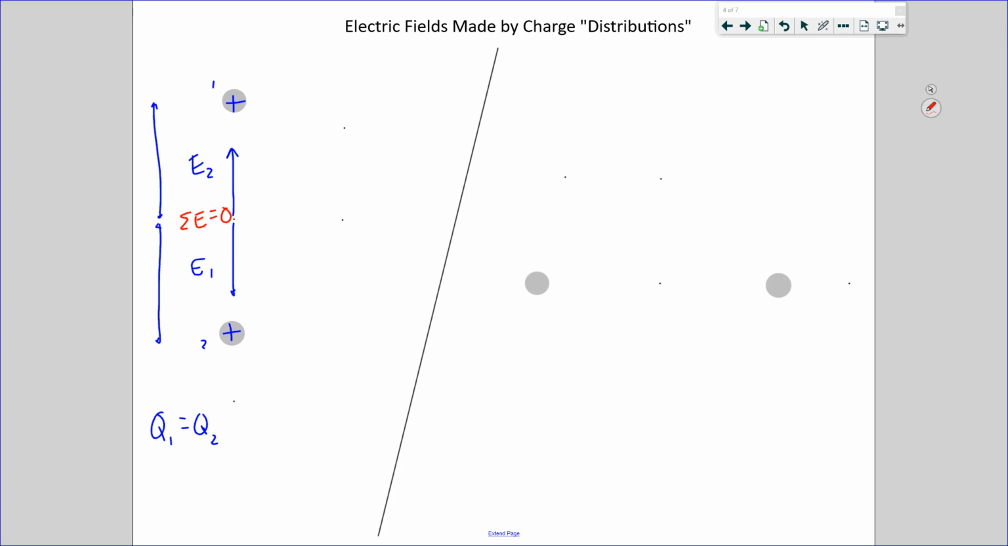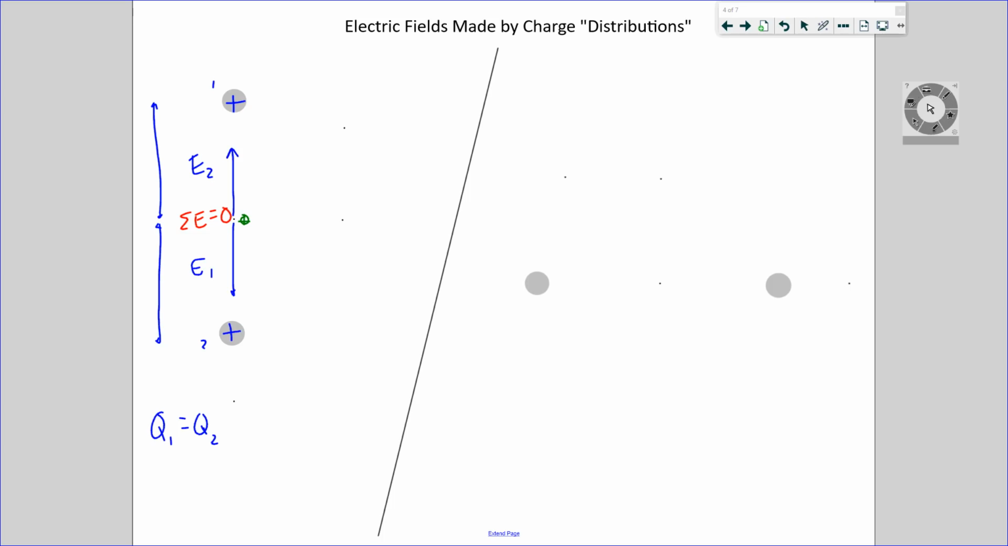And guess what? If the net electric field at that location is zero, what if we were to put a charge here? Well, wouldn't that charge be equally repelled by both of those other charges and therefore feel no net force? Yep, it would feel no net force. It's the same thing as saying because there is no field at this location, there can't be any electrostatic force on that charge.